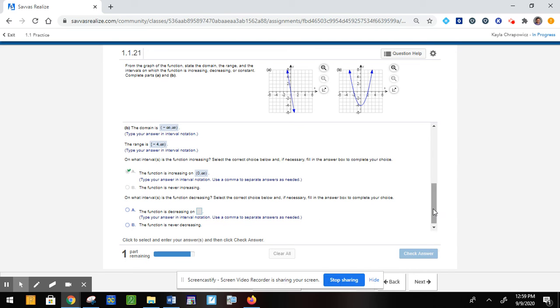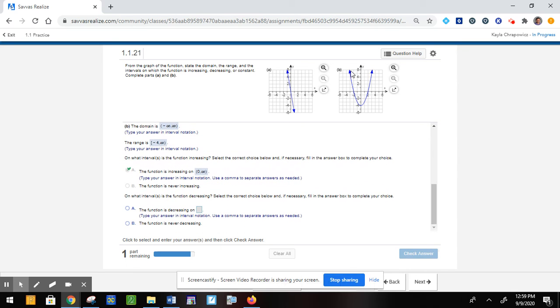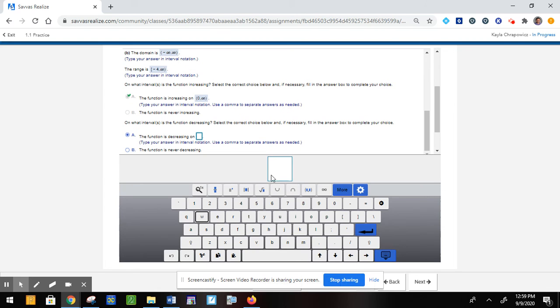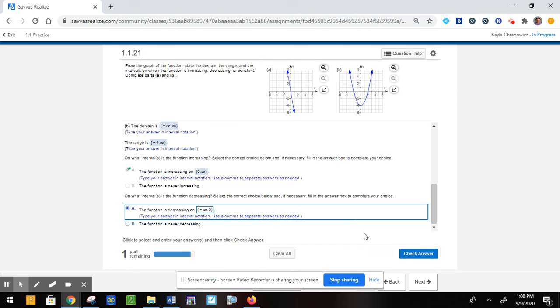Where is the function decreasing? Well, the other side, right? Everything on the left all the way up until 0. So on the left side, it starts at negative infinity because forever it's decreasing until it gets to 0. So it starts with negative infinity all the way up to 0.